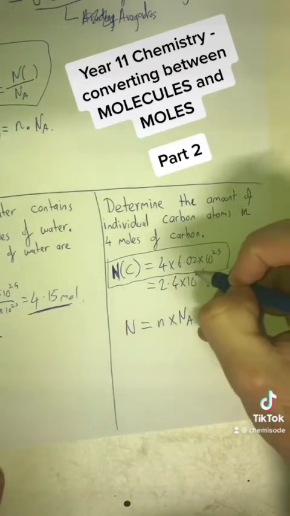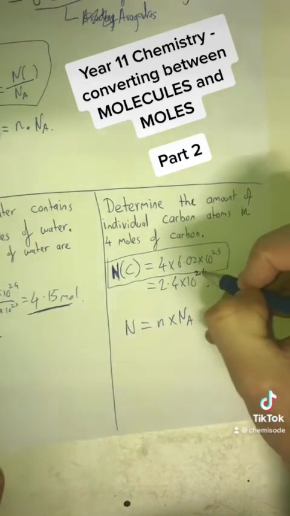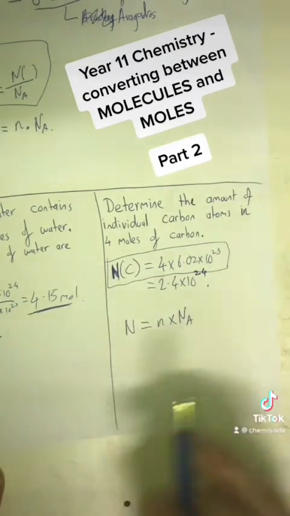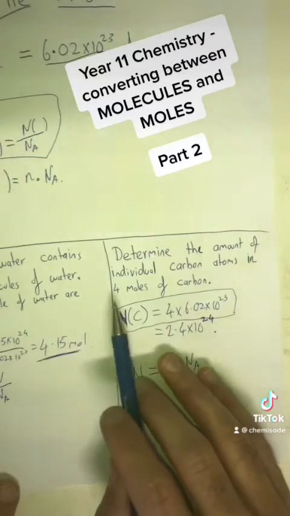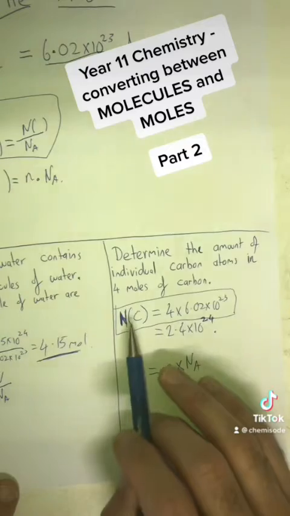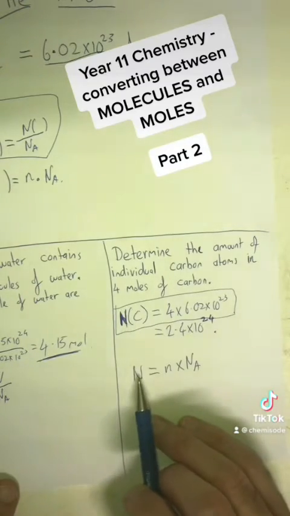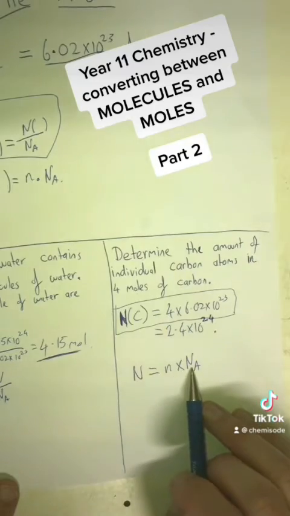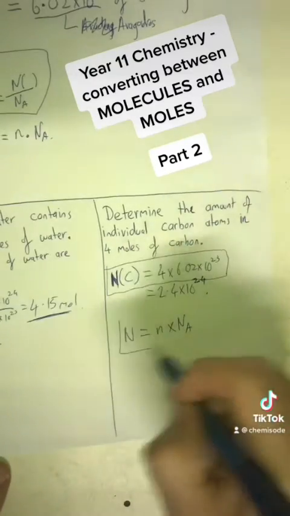Kind of hard to see that here. And that's my answer for however many individual carbon atoms there are in 4 moles of carbon. Now, if I have a quick look at my calculation here, I can see that my number of individual atoms, which is capital N, was equal to my number of moles times what a mole actually is. And that's where we get this equation here.